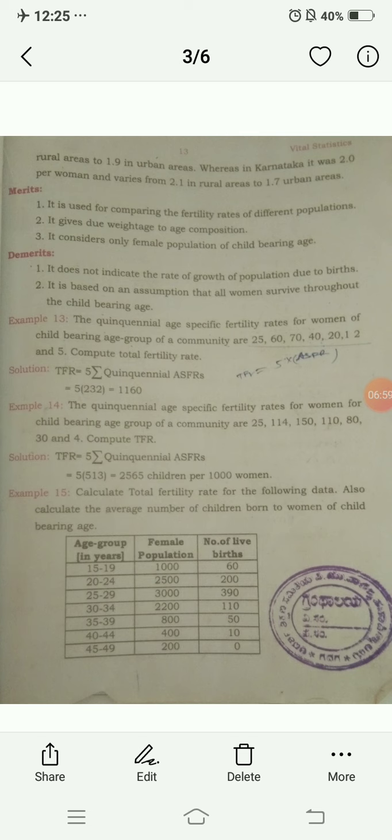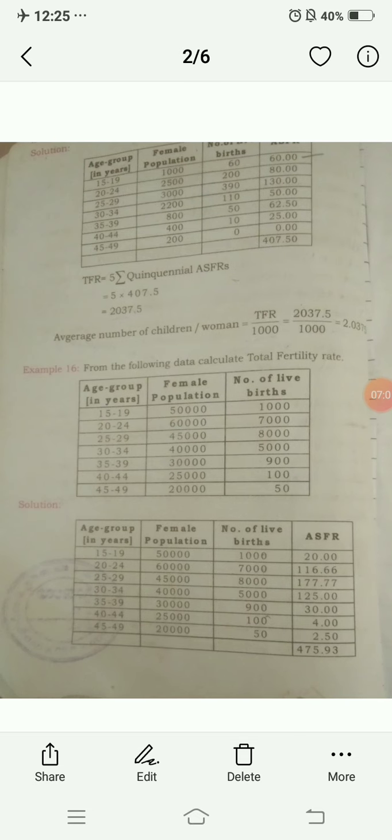You need to calculate the sum of the ASFR between 15 to 49, take the sum of ASFR and multiply by 5, because the width of the age groups is given as 5. So you need to apply the formula where TFR equals 5 into the summation of quinquennial ASFR.